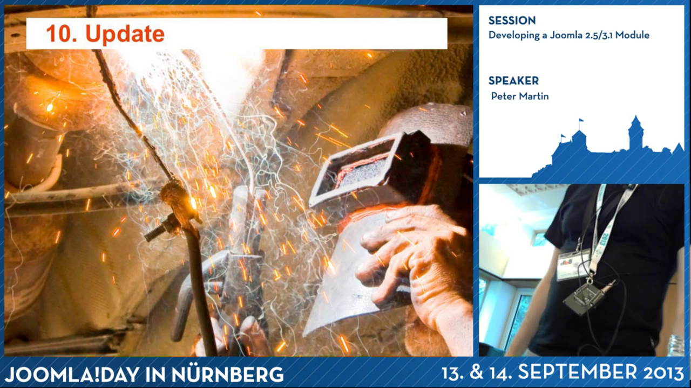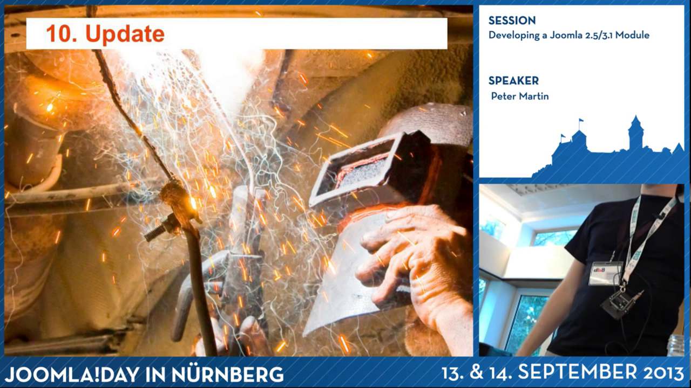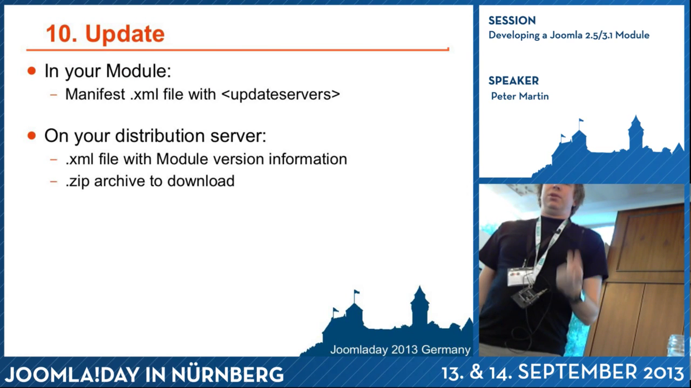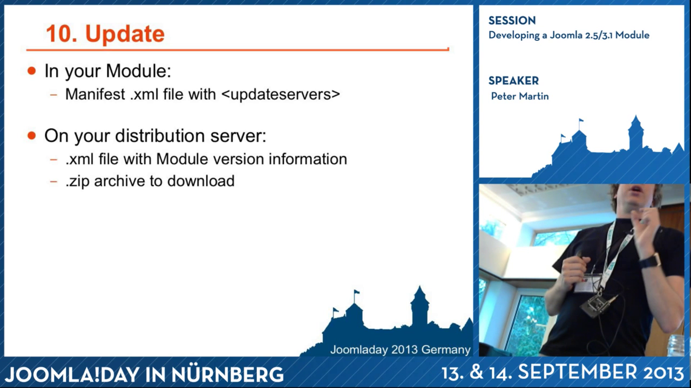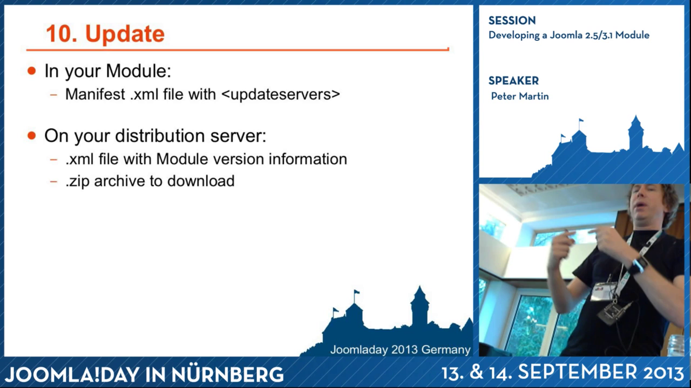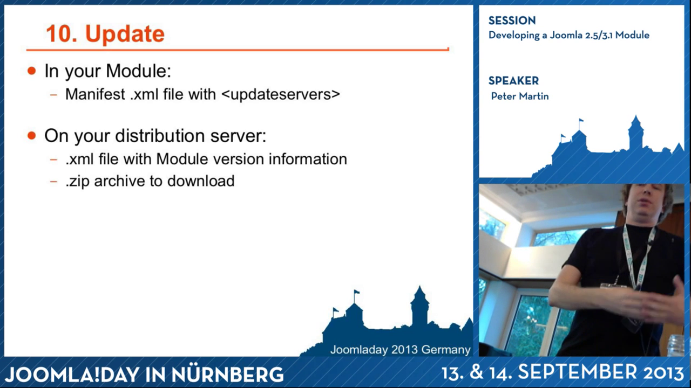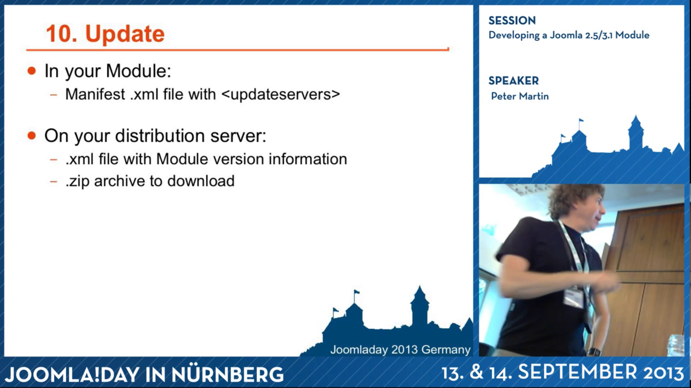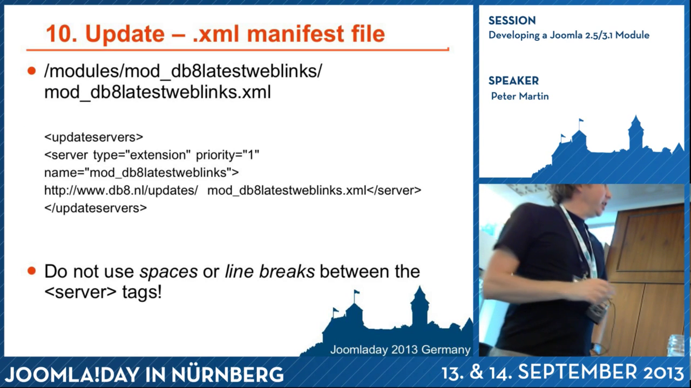Then you all know the update mechanism of Joomla, the one-click updater. You can put it in your module as well. You have to do two things. You have to create a manifest XML file, in your own XML file, which says update servers, and then you put some information about where the server with the repository for your module is. And on this server, for instance, your company website, you have to put an XML file and a zip file to download. So this is what I did.